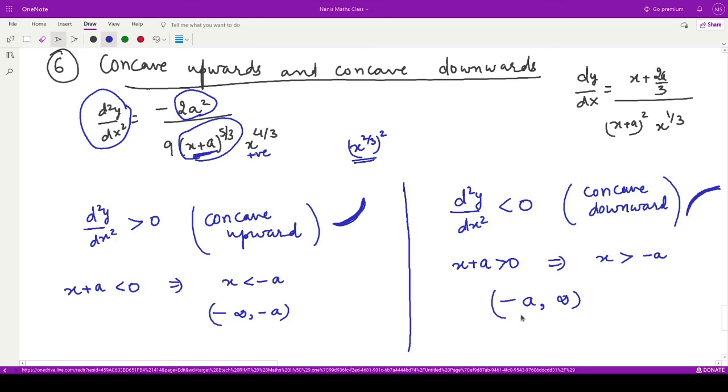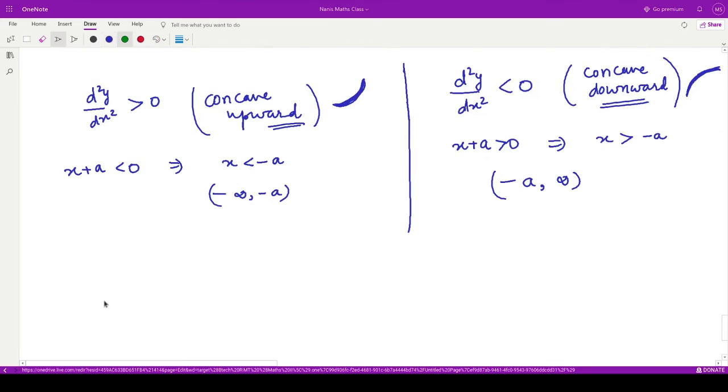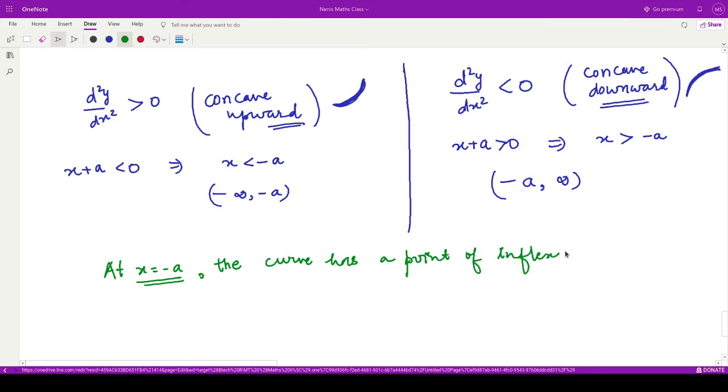Moreover, at this point, minus a, your curve changes behavior. So before it was concave upwards, and after that it is concave downwards. That means at this particular point, at x is equal to minus a, the curve has a point of inflection. Right? So this information is enough for us to draw the graph of the given curve.